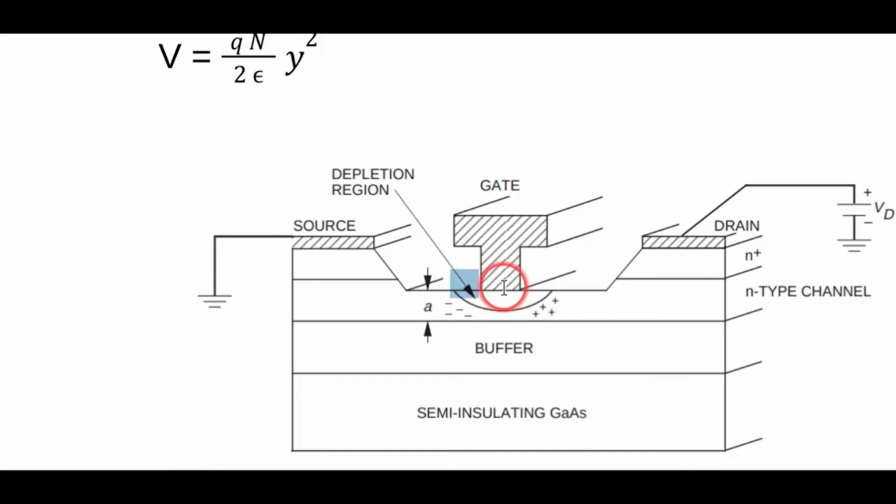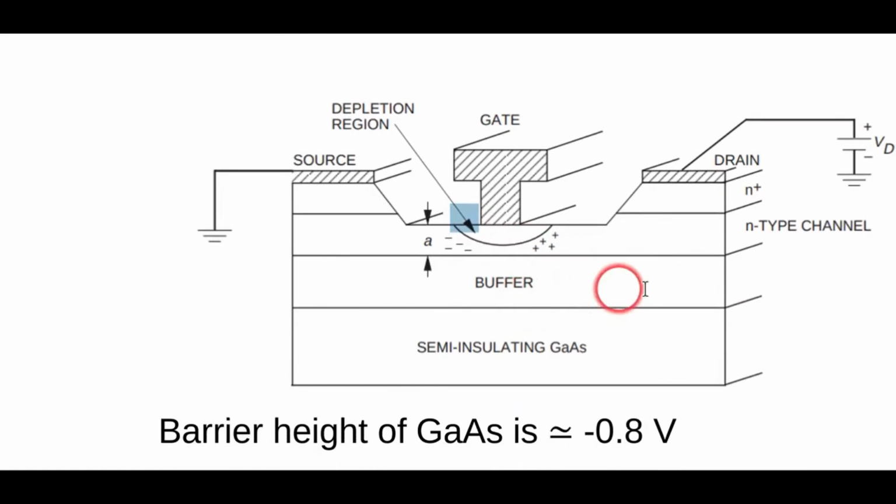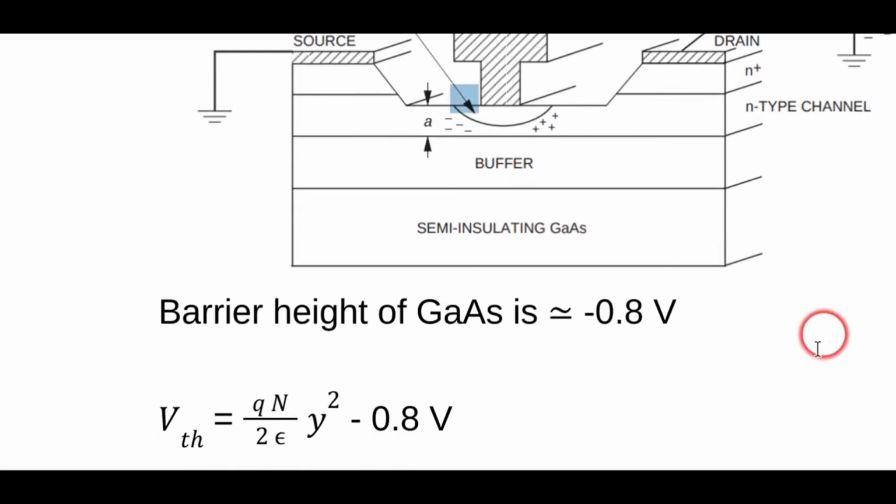And what it does is form a potential here called the Schottky barrier, all right? And you have to account for that when you're doing these calculations. And the Schottky barrier for gallium arsenide, as far as I know, is a constant, and in our case, it's negative 0.8 volts. So we have to put that into our equation and account for that happening.